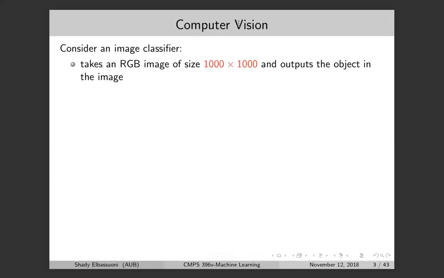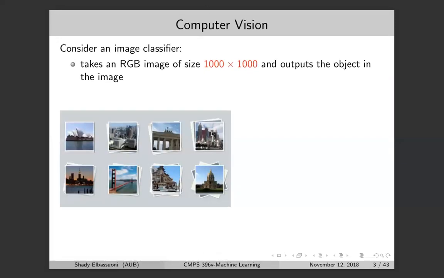So basically, we're going to start with the motivation, and that would be computer vision. So consider an image classifier. You want to classify images basically by taking as an input an RGB image of size 1000 by 1000, so 1000 pixels by 1000 pixels. And it's a red, green, blue image, yeah? So it has the 3 channels. So for example, something like this, you have these images and you want to output what is the object in the image. This is, I guess, a museum in Sydney. This is a bridge in San Francisco, if I'm not mistaken, and so on, yeah? This is in Berlin, etc.